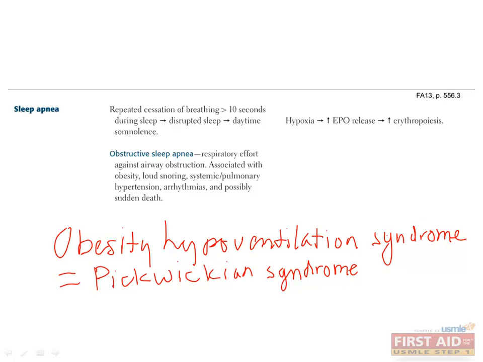The ABG in a patient with obstructive sleep apnea is usually normal. However, if you have obesity hypoventilation syndrome, you'll typically have daytime hypercapnia with a PaCO2 greater than 45 millimeters mercury.